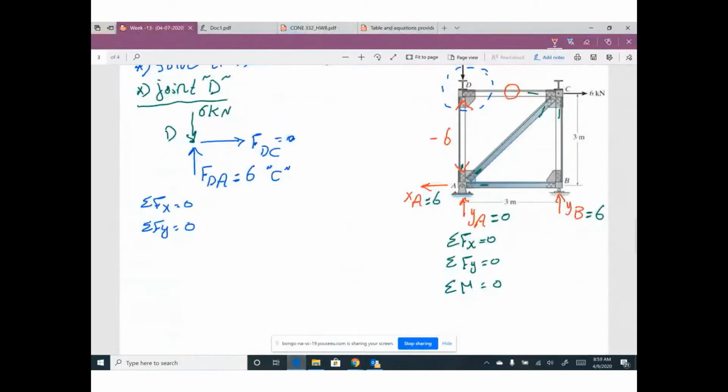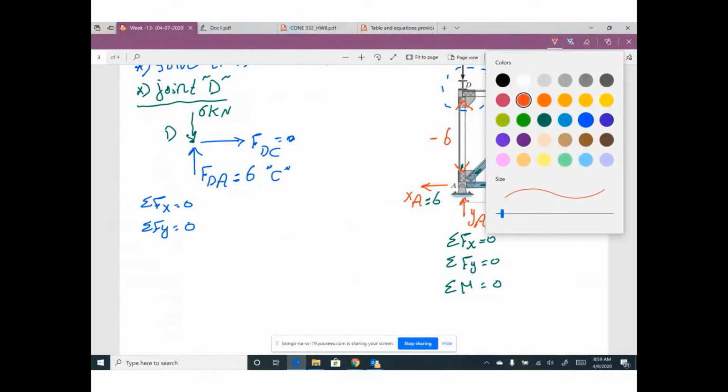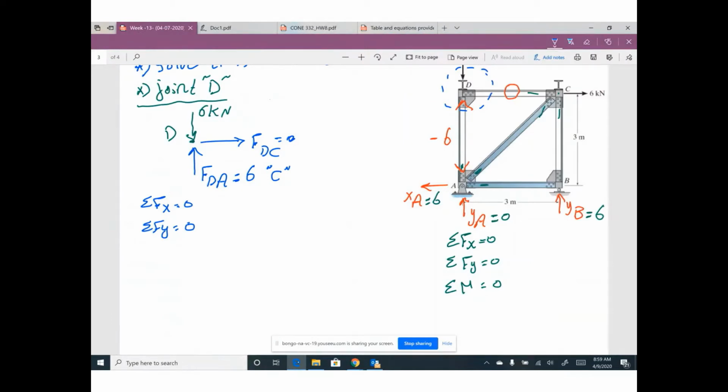Okay, what else? Actually, I can do joint B. What do you have at joint B? Here is joint B. I have a vertical reaction, 6 kilonewton. I have a horizontal member and a vertical member, nothing else at joint B. I will assume this force like this, FBC, and I will assume this force like this, FBA.